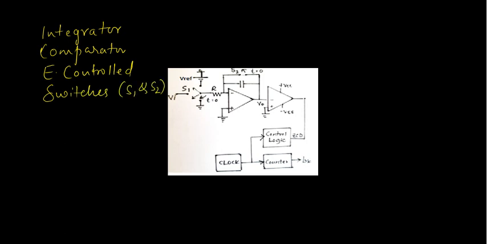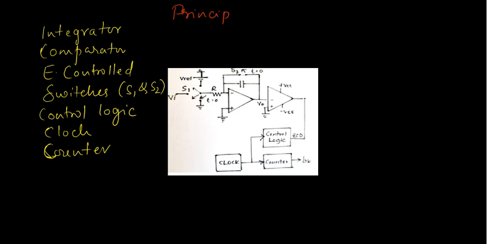Then you have control logic, in order to make sure that the analog input is properly getting converted into its digital output. Then you have a clock circuit, which is used to provide the clock pulses for the counter, which does the part of converting analog input into its digital output. So these are the different components present in the dual slope type of analog to digital converter. Now, after having seen these components, we will see the basic principle of working of this dual slope analog to digital converter.